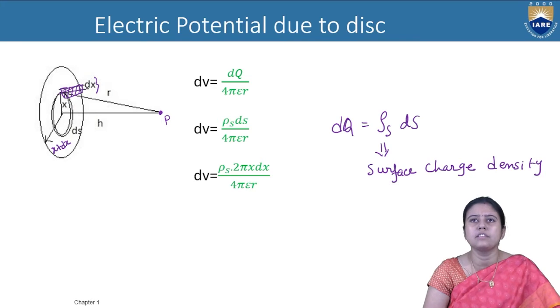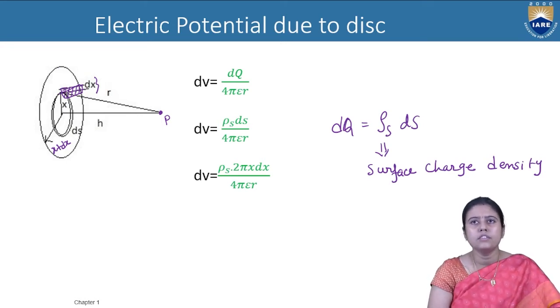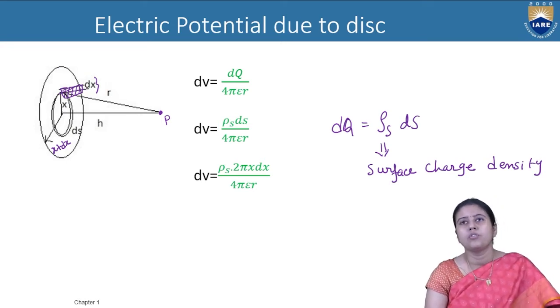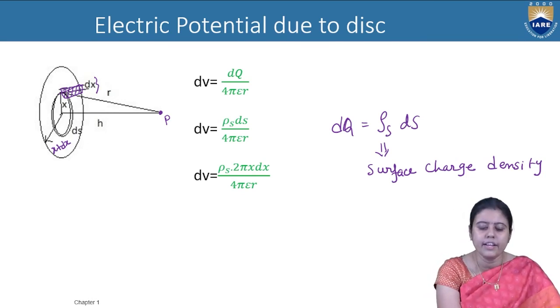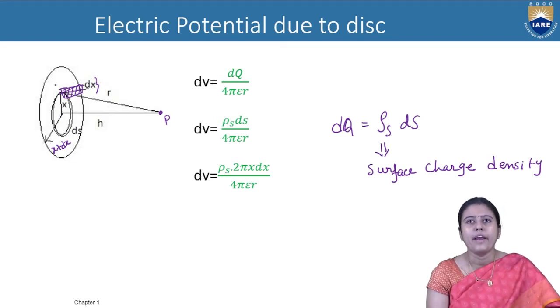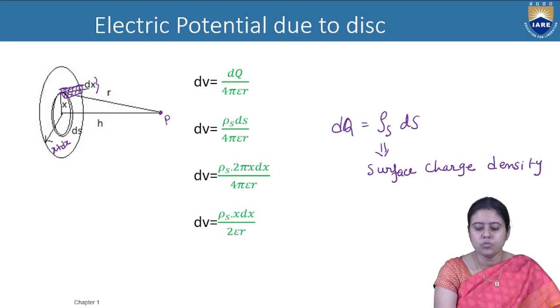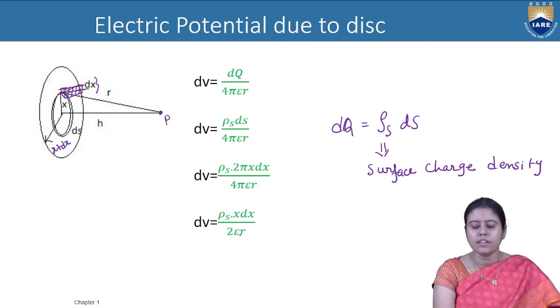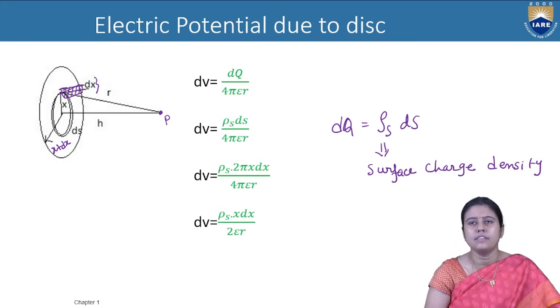What is dx? dx is nothing but the width of the disk. So dB is equal to rho s 2 pi x dx. If x is the radius, then 2 pi x is the perimeter of the disk. Now the 2 pi cancels out and we get the simplified equation.